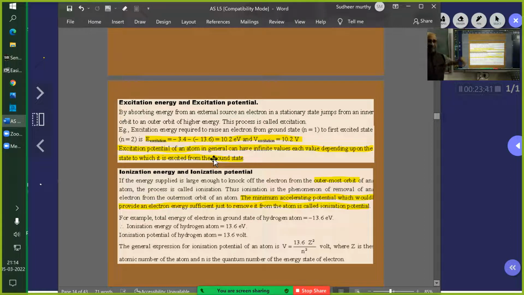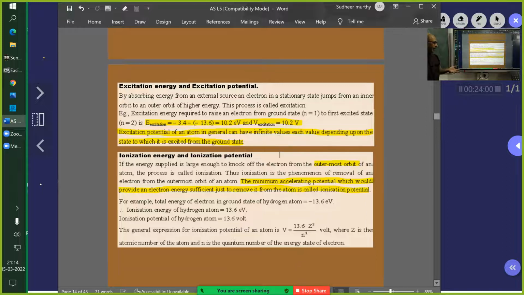But if it is already in the second level and you want to cause the excitation, then you have to take that level into consideration. So in that context, it can have infinite values depending upon the state from which it is excited from the ground state. There was a question: how many values can it take? It can take infinite values, depending upon the position of the electron from the nucleus, from which orbit it is in.